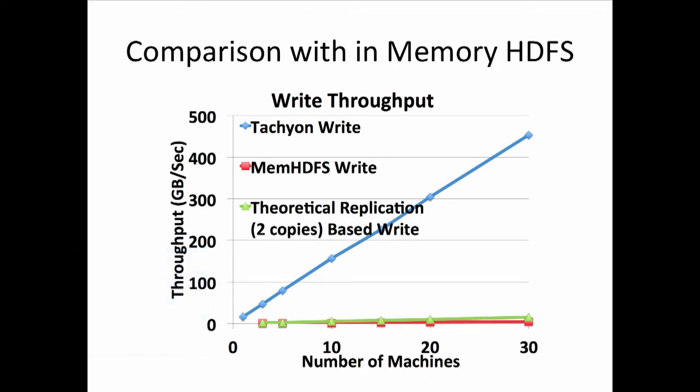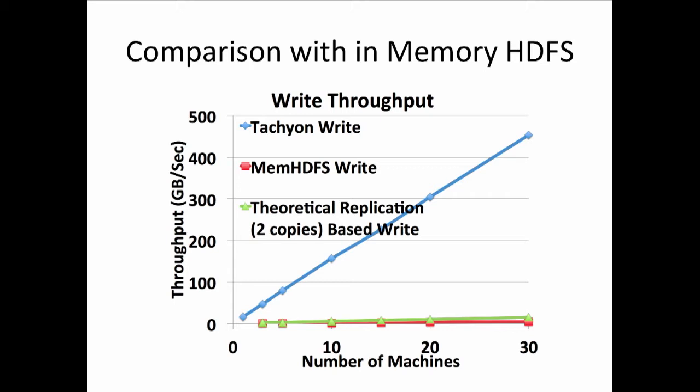Say we did a raw benchmark for write performance comparing with the in-memory deployment of HDFS. We did this experiment inside of an Amazon EC2 cluster with 30 nodes with 10 gigabit Ethernet. So the x-axis of the graph is the number of machines, and the y-axis of the graph is the throughput for writes in gigabytes per second. And as you can see, the blue line is the Tachyon write throughput, and the red line is the in-memory HDFS deployment. And you can see the performance gap here is around 100x.